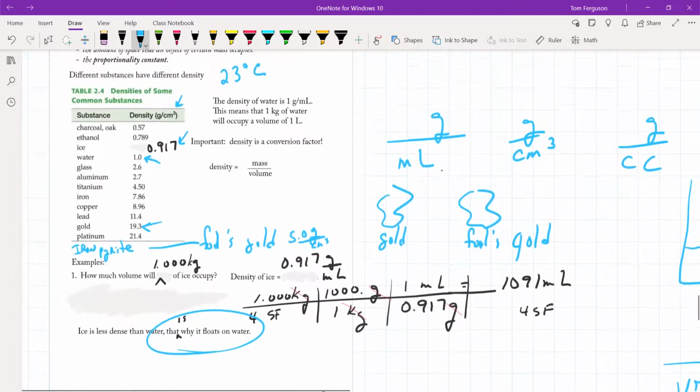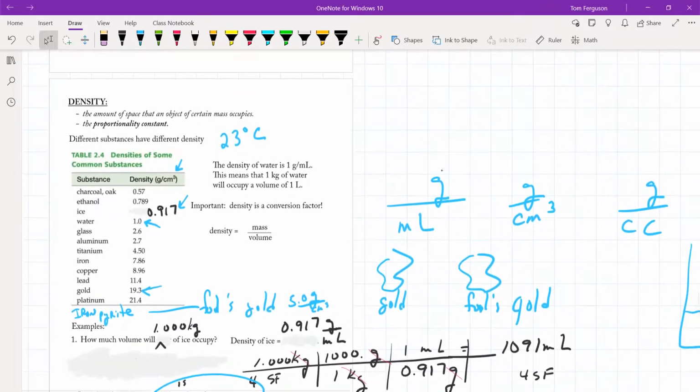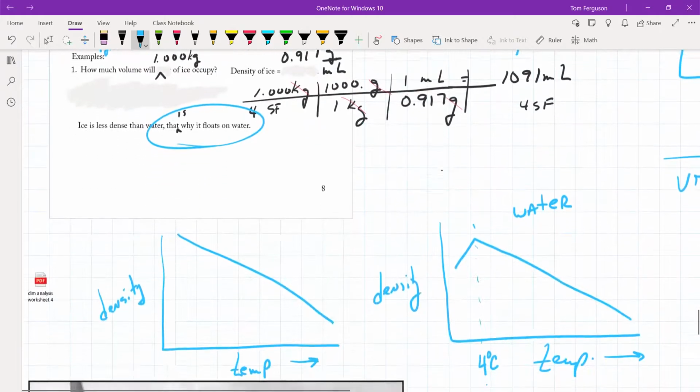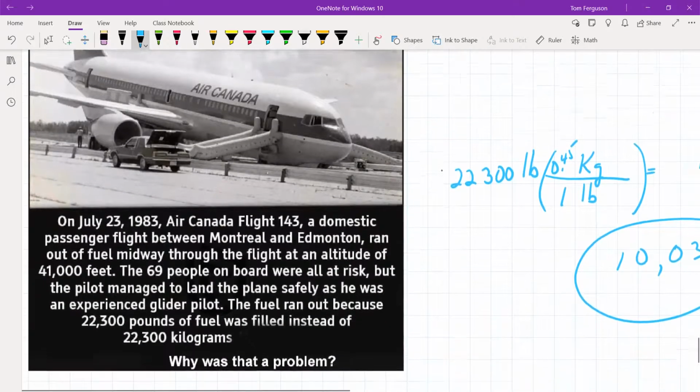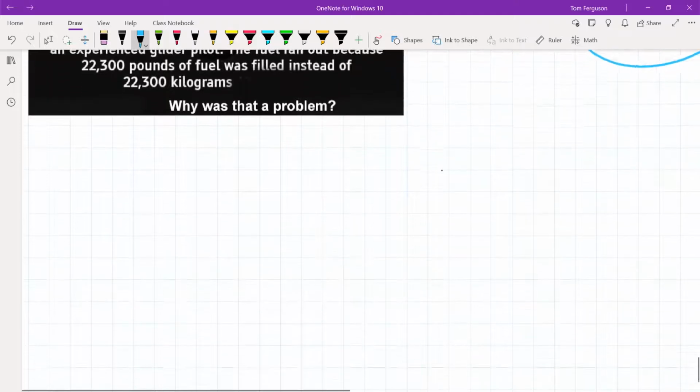So density is another conversion factor. We can go from mass to volume, volume to mass, because it's a conversion factor. So that conversion factor can give us this relationship: volume to mass, mass to volume. And a number of your worksheet problems have you go back and forth. Okay, that was what I wanted to cover today.